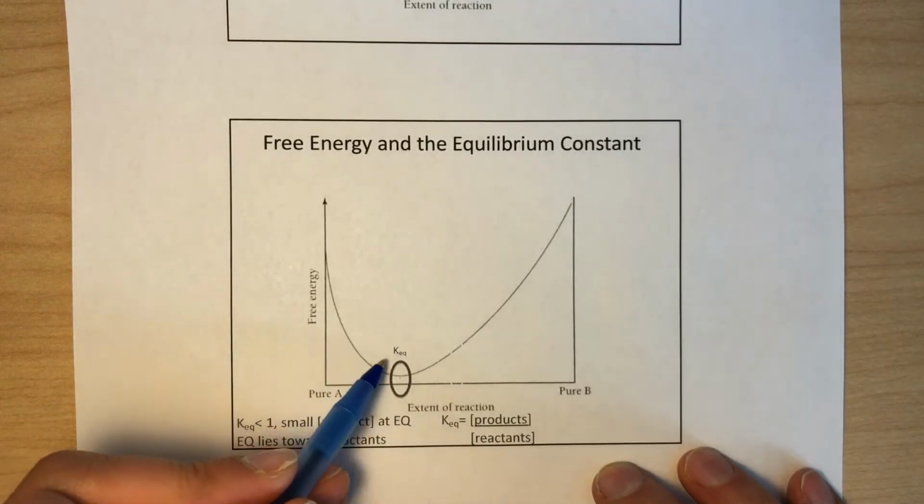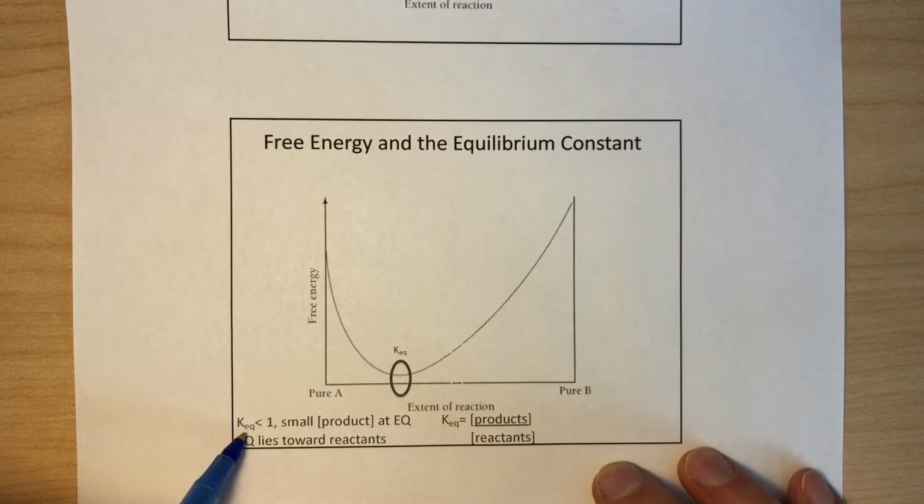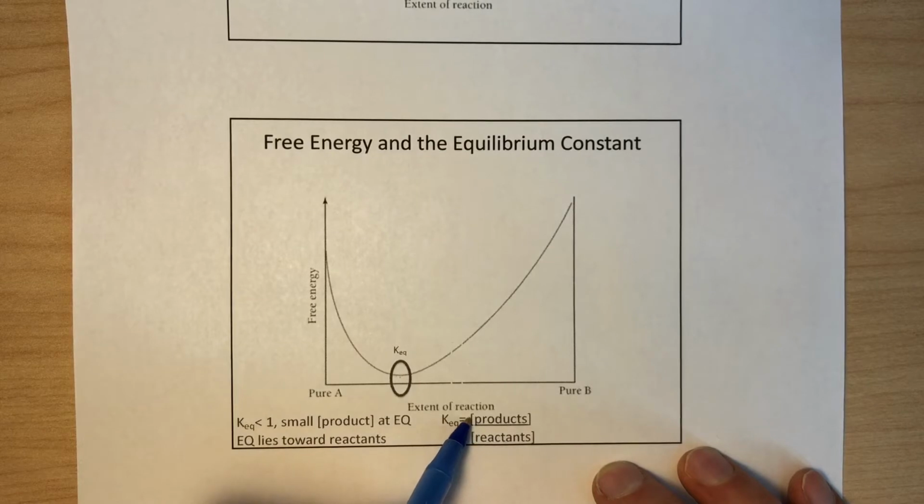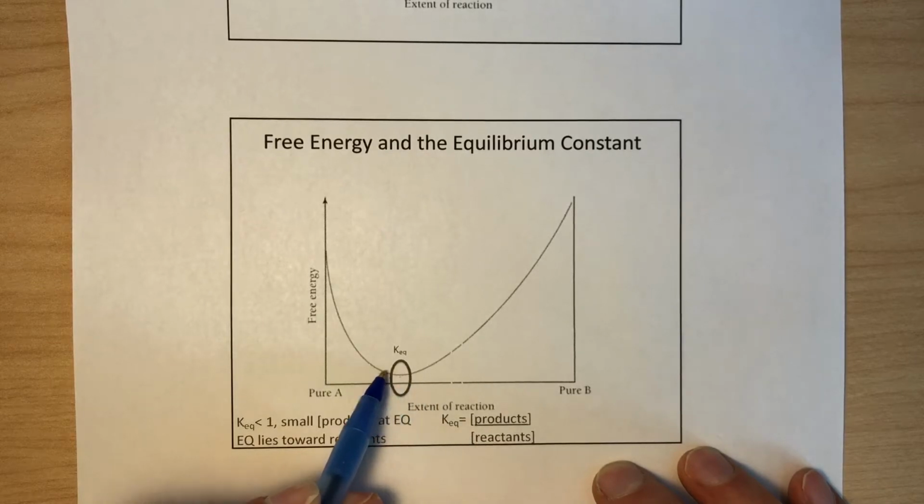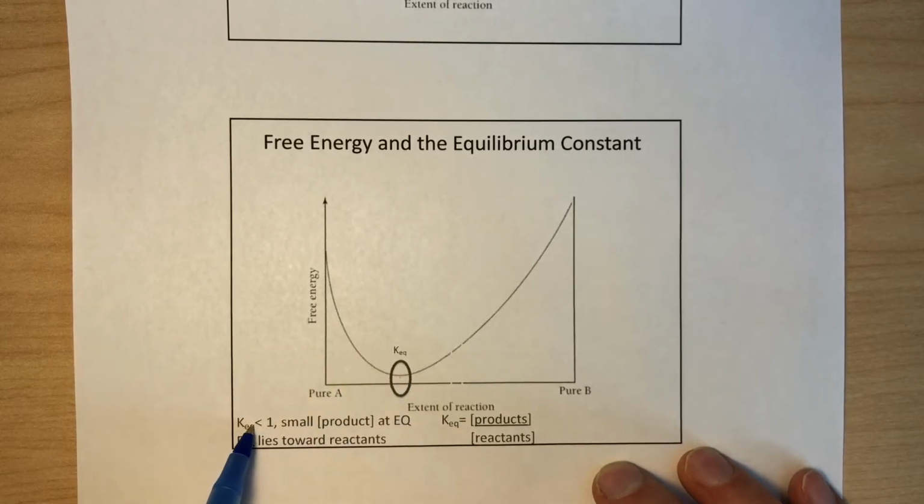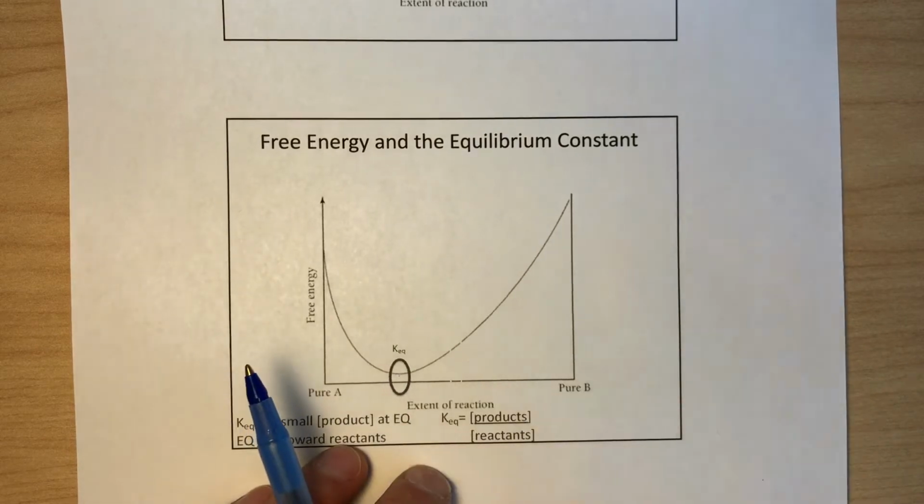For this situation, where it's sloped over to the left, this is where K_eq is less than 1, which means we have small products at equilibrium, and our equilibrium lies towards the reactants. So if our product concentration is small and our reactant concentration is large, we have a small number divided by a large number, so we have a small equilibrium constant that's less than 1, and it's over here.